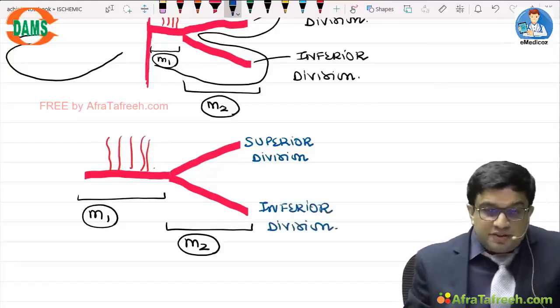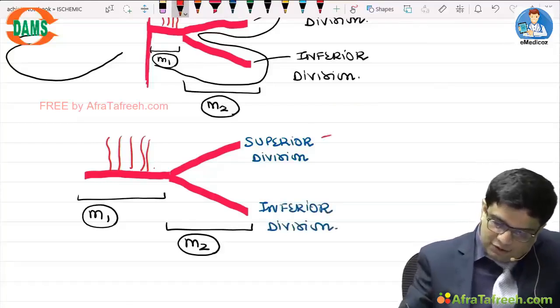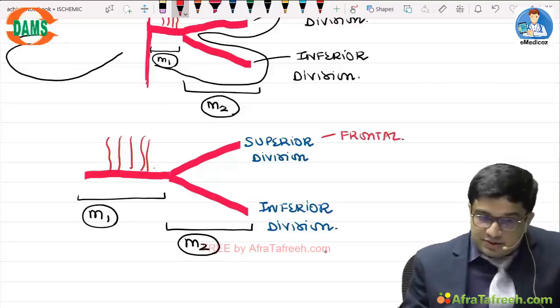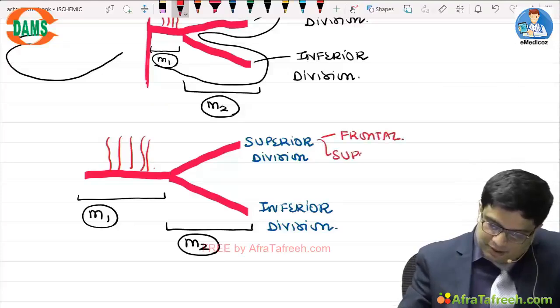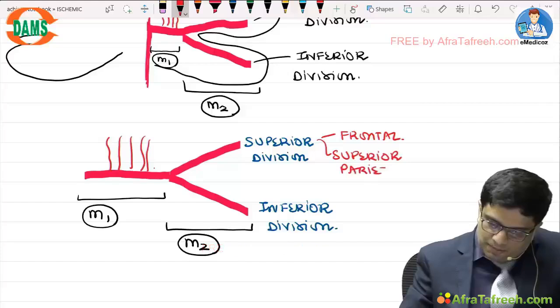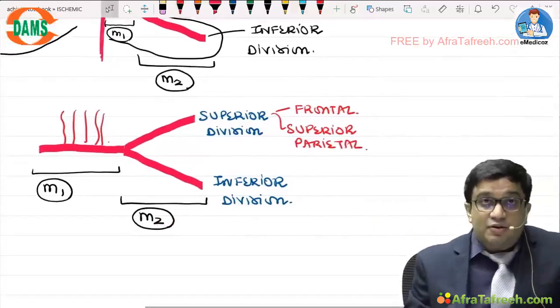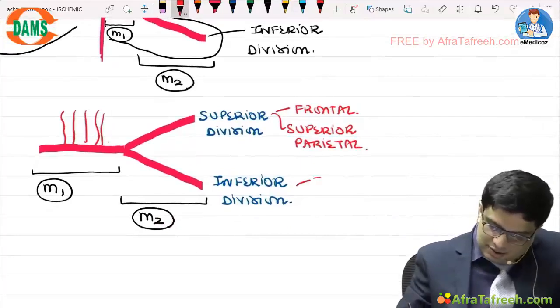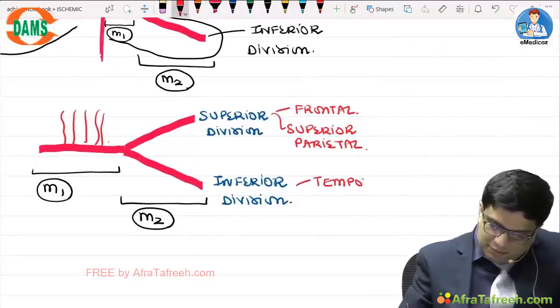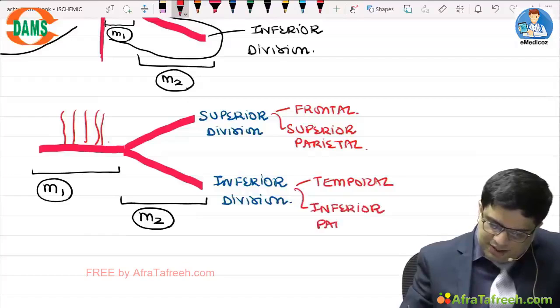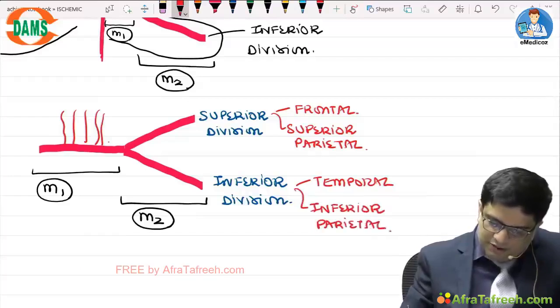The superior division supplies the frontal lobe and another part, the superior parietal lobe. While on the other spectrum, the inferior division, when I look at it, supplies the temporal lobe and the inferior parietal lobe.